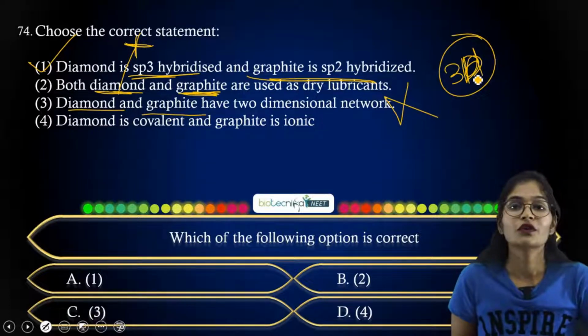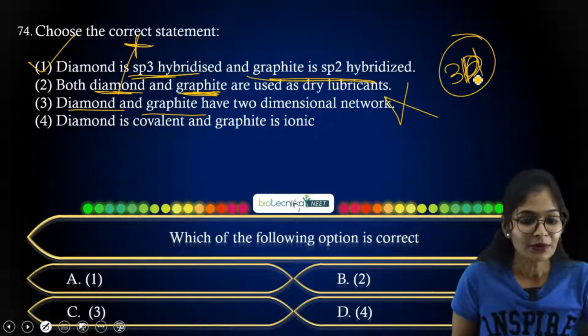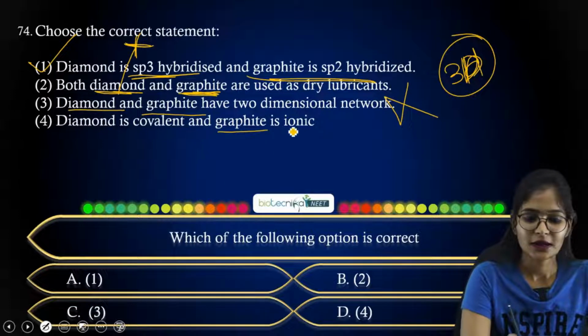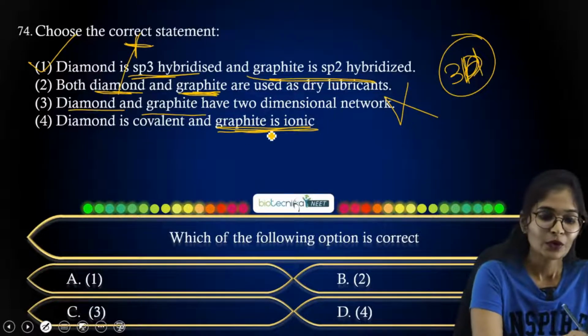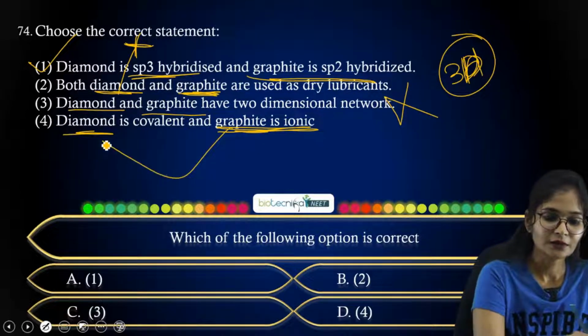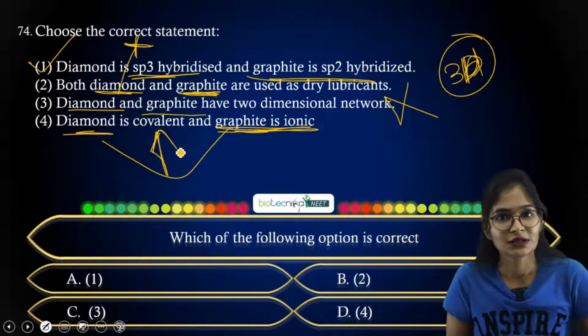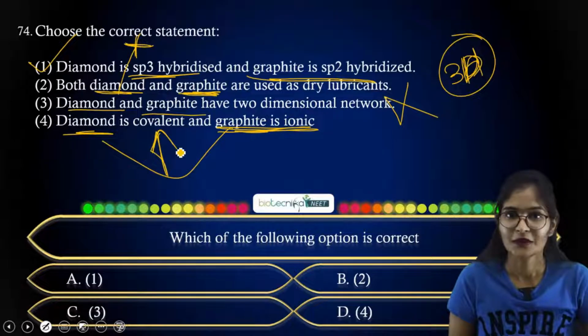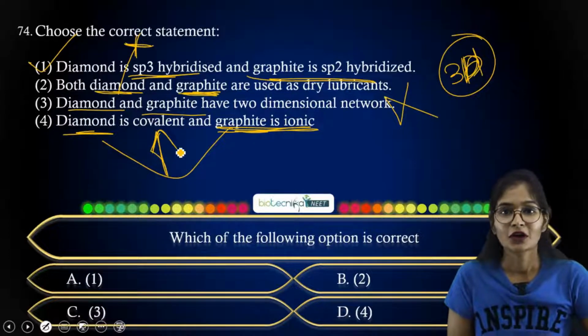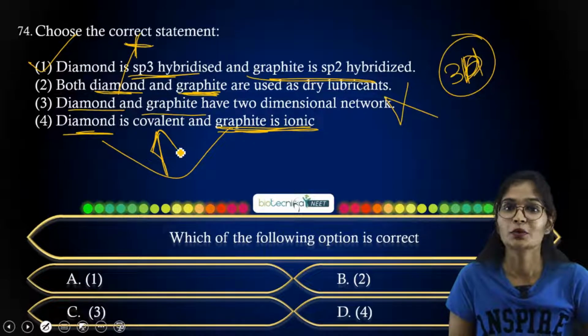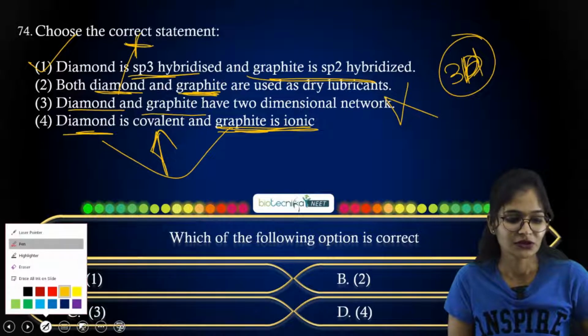Now coming to your option 4, the statement they have mentioned is that diamond is covalent and graphite is ionic. No, both diamond and graphite are covalent in nature. Graphite is not ionic, even this is covalent in nature. That's why while preparing group chemistry you have to know their properties also. This is a direct question they have asked.